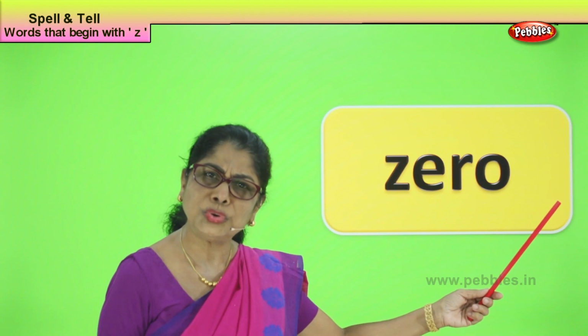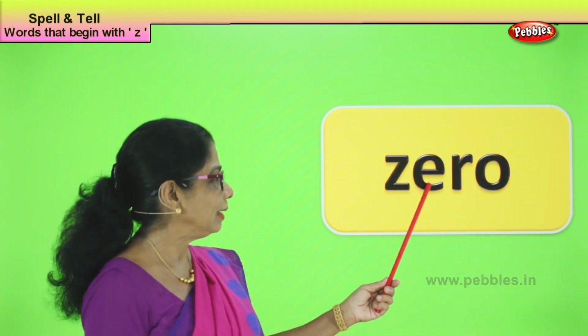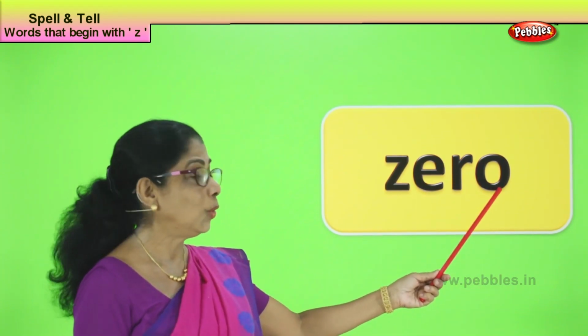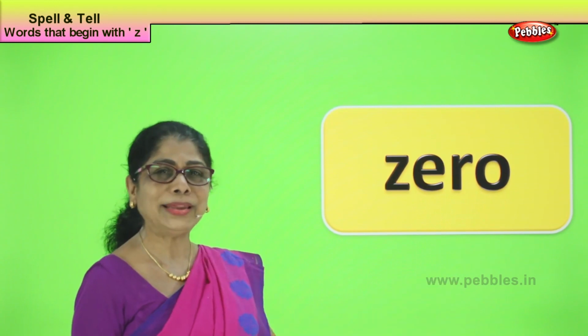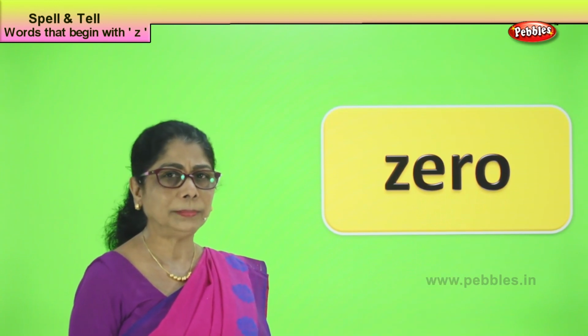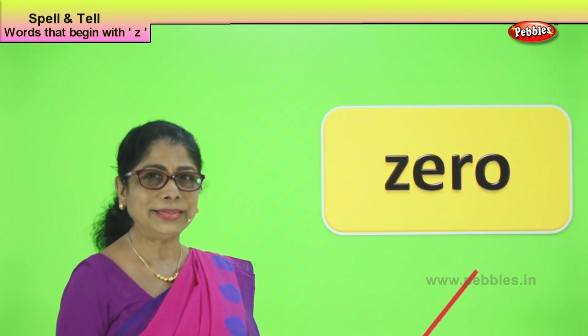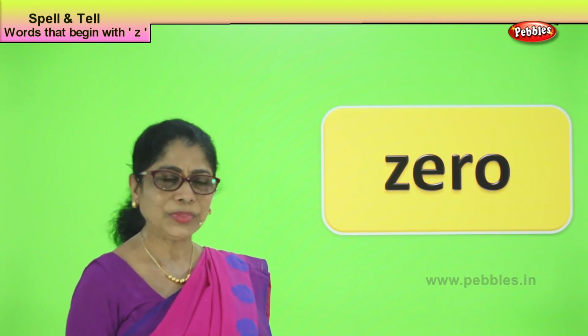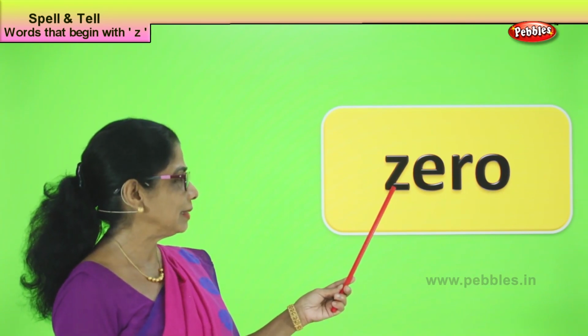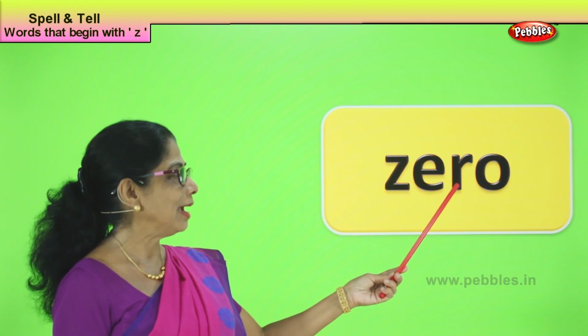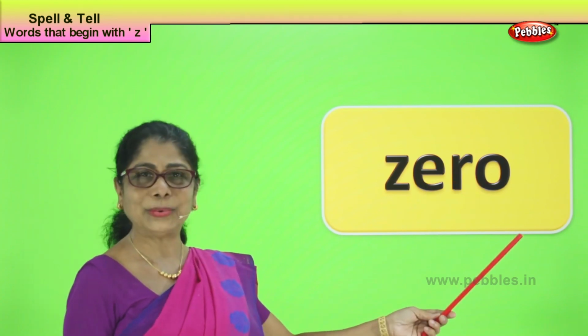How do you spell zero? Z, E, R, O. Zero. What does mama tell you? Don't get zero and come. Come on, learn up your table. Can you spell zero? Yes, you say. And this is it. Z, E, R, O, zero.